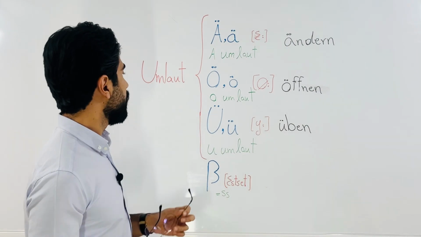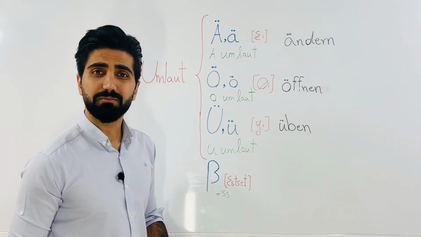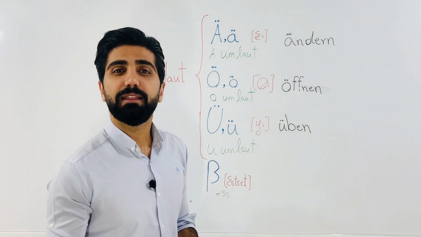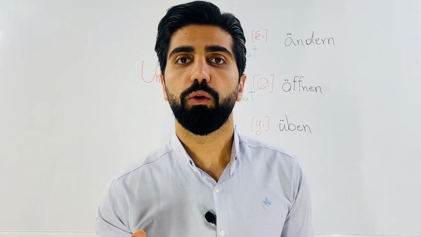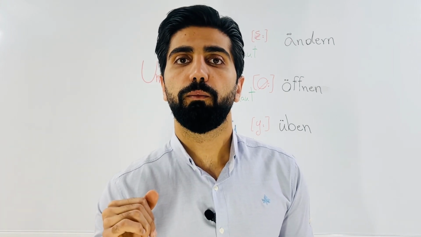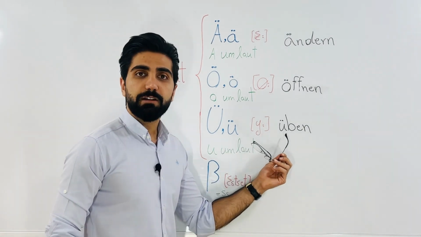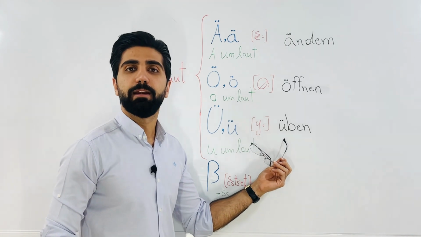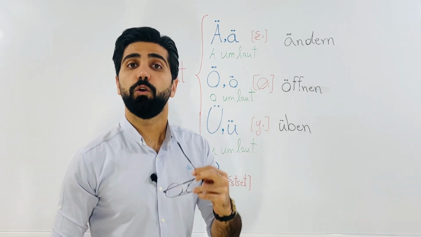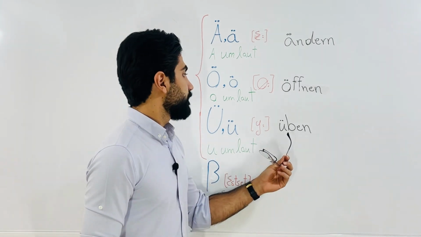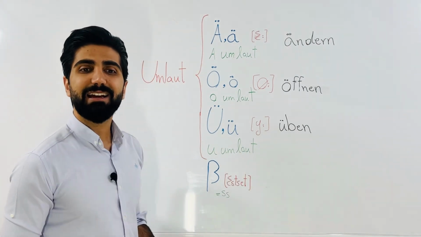And the last umlaut alphabet is U Umlaut. It sounds like epsilon, a thick U. Ü. You can pause the video wherever you want and do some exercises. For example, here we have üben. Repeat: üben. That means exercise.